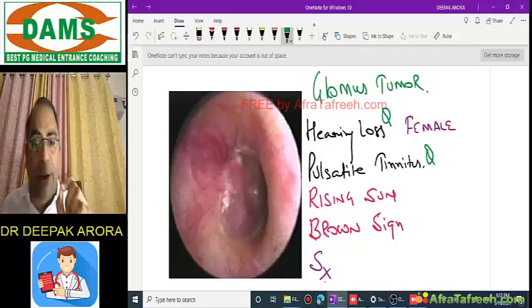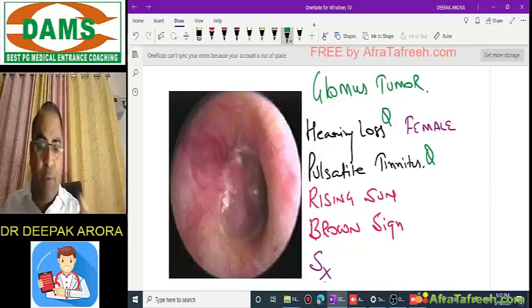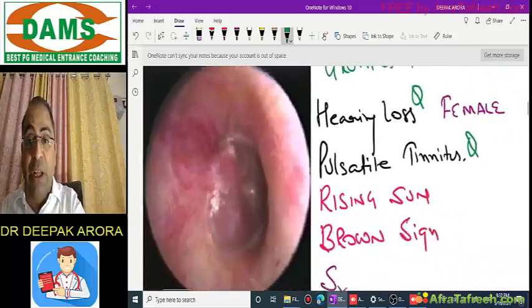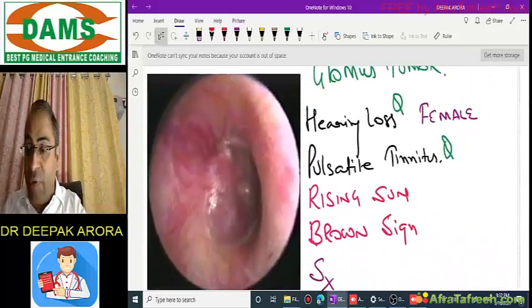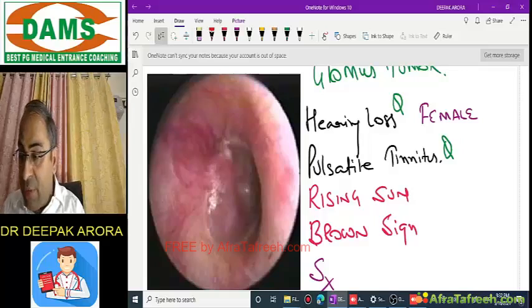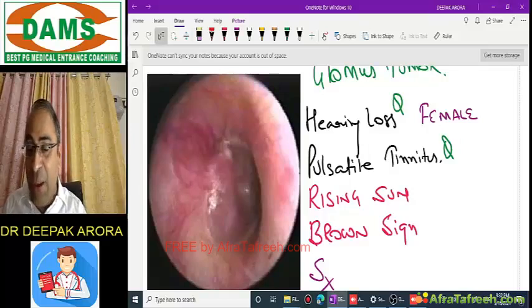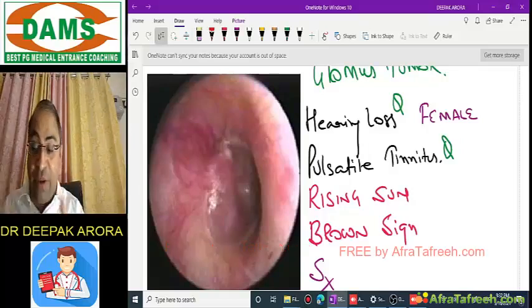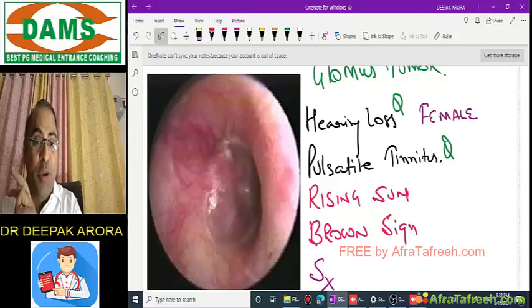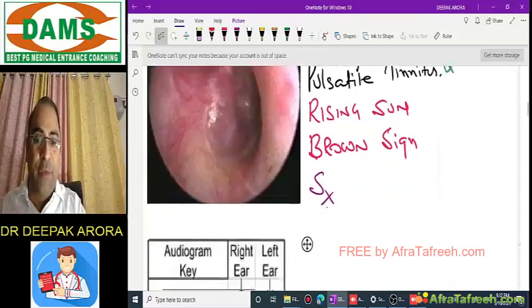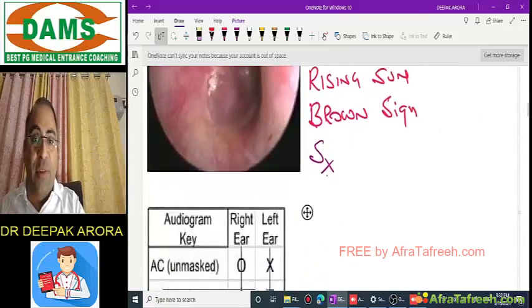Hearing loss, pulsatile tinnitus, rising sun sign, blanching, Brown sign. We will go for glomus tumor. But in otosclerosis, it is the Schwartze sign. Rising sun sign, red tympanic membrane, but there will be bulging of the tympanic membrane. But in otosclerosis, there will be no bulging. One of the students is asking, sir, is there pain? No, never. Always remember, in chronic suppurative otitis media, pain should be ruled out. Pain should not be there. Clear? This is your glomus tumor, treatment is surgery.